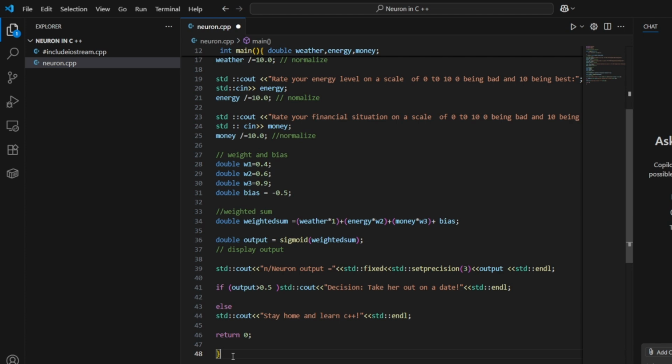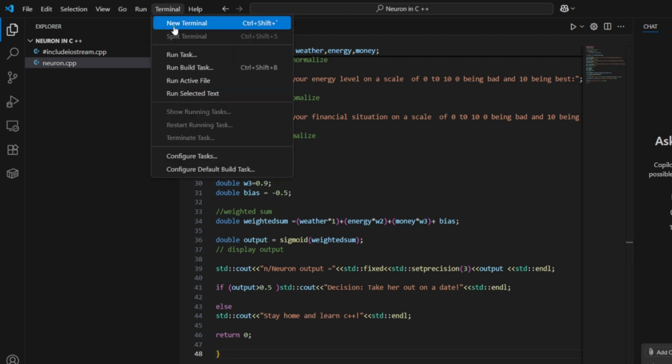I'm going to try a few examples and you are going to watch the terminal and see the results that will come out from the neuron.